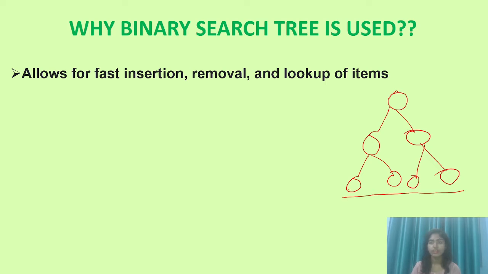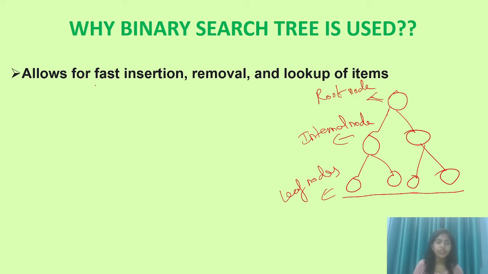Balance means what? These are called leaf nodes. So all the leaf nodes should be at the same level. Then we can call it a balanced binary search tree. Leaf nodes means those which do not have any children. These are called internal nodes because they have children. An internal node always has children, and the node on top is called the root node. Now this is a balanced binary search tree. It may not be balanced always.